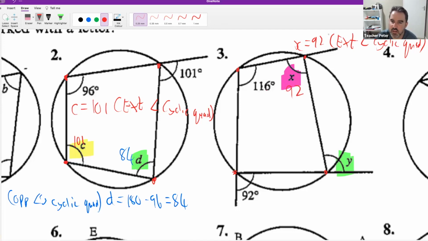And then I'll come to you now, Rolani. I see your hand. What is y going to be? Y is just going to be 116 by the same reason.